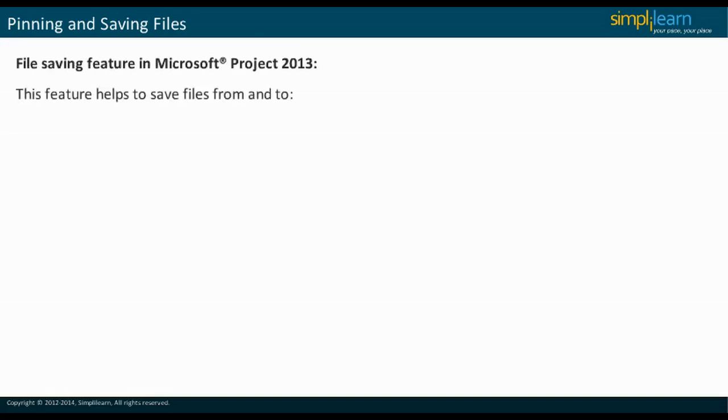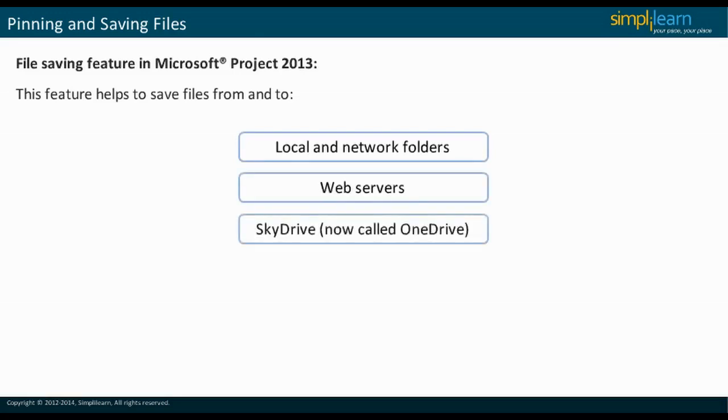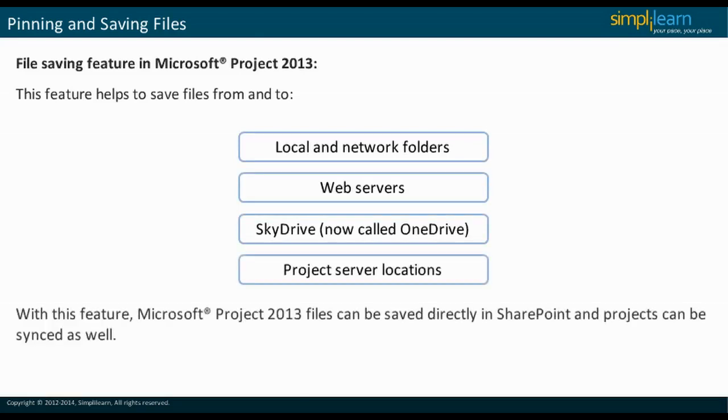You can open and save projects directly from and to local and network folders, web servers, SkyDrive, that is now called OneDrive, and project server locations. You can also save files directly to SharePoint and sync projects as well. In the next slide, we will focus on a tutorial that describes how to use Microsoft Project 2013.